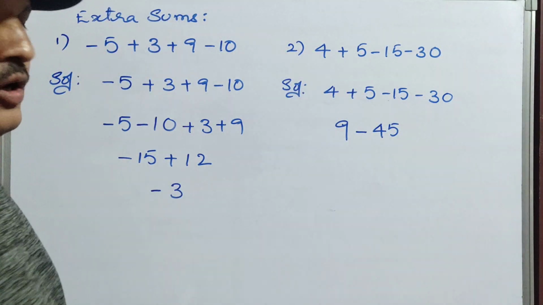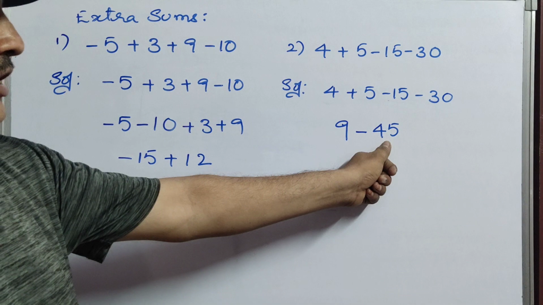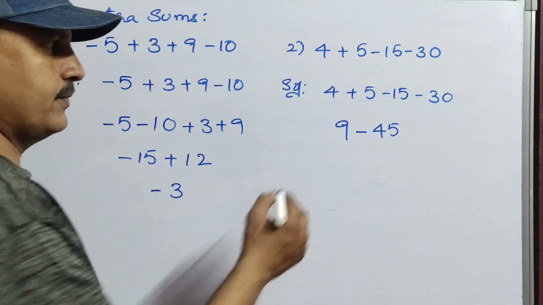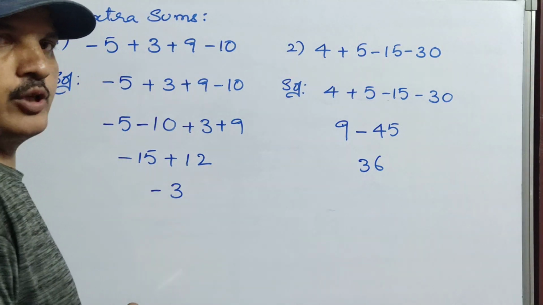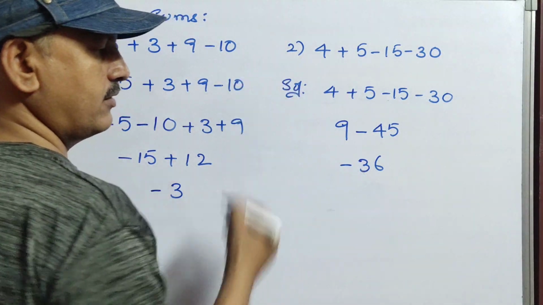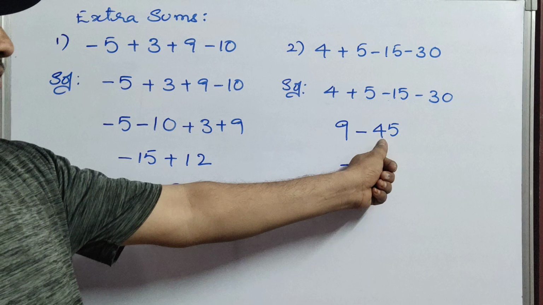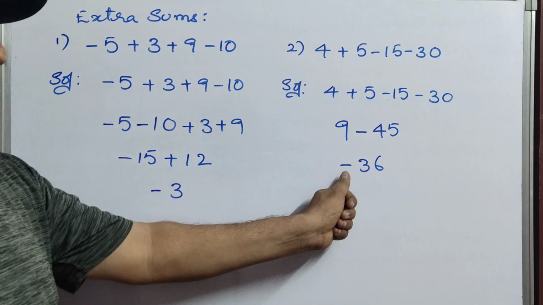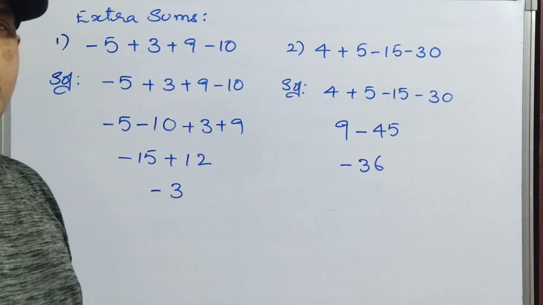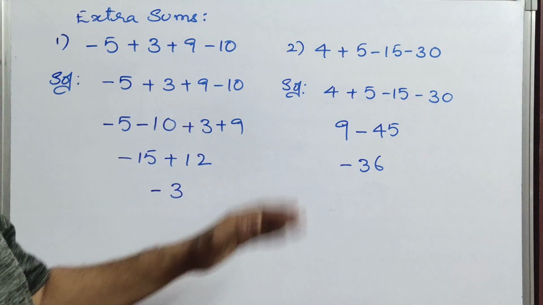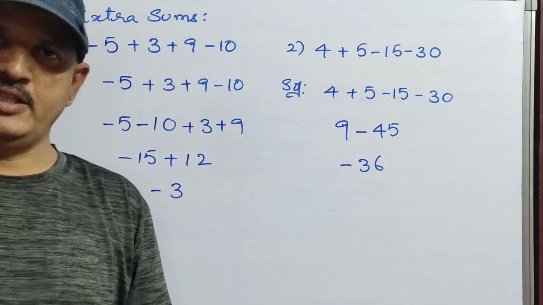Now, which is the biggest number here? 45. So 45 minus 9, 36. Now which symbol do we have to write? Minus symbol. Why? Because 45 contains minus. So in the solution you have to write -36. So is it clear? Okay. These two sums you can copy in your CW.